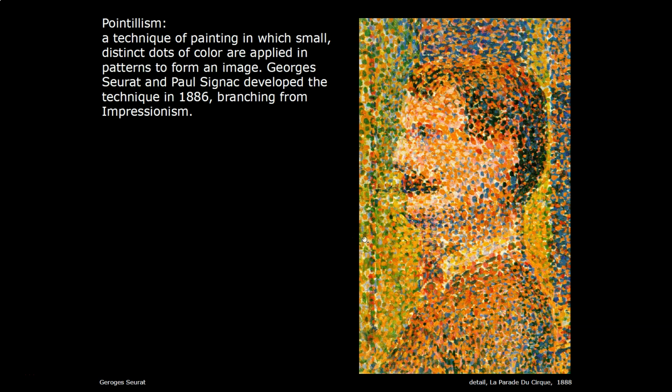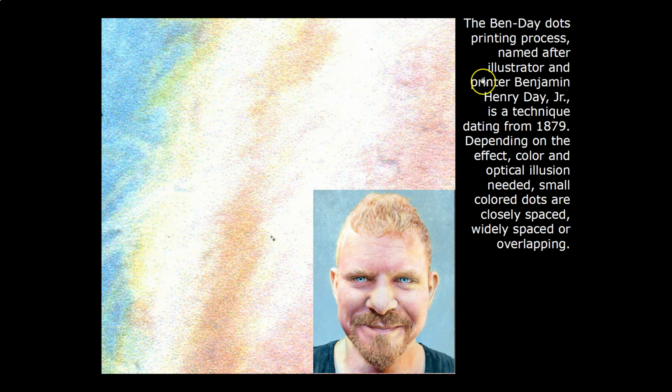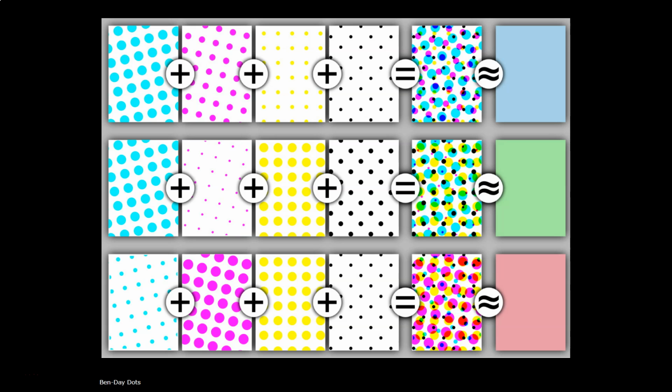But we're using this same idea of visual color mixing. It's just that the dots are so small we don't see them. This process was invented by a fellow named Benjamin Henry Day Jr. in 1879, and so we call them the Ben Day dots. This is very important for people who work in any kind of print medium. And this is the CMY color space.